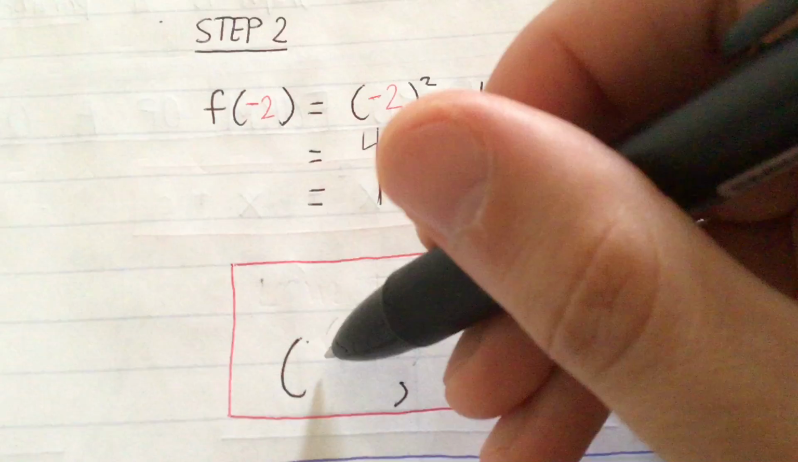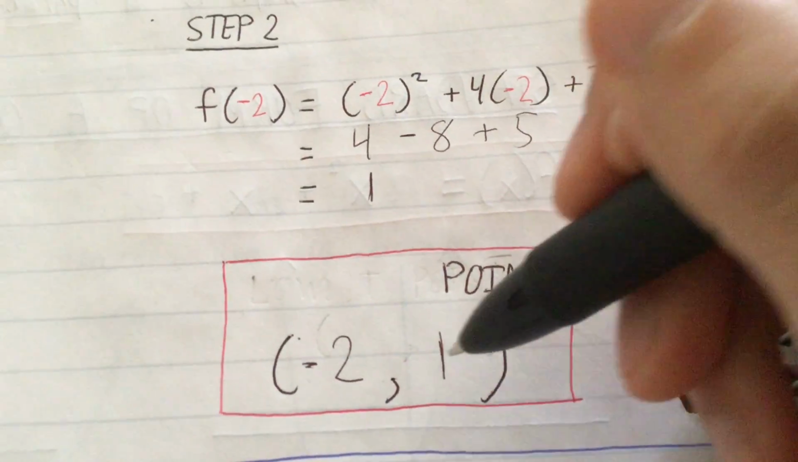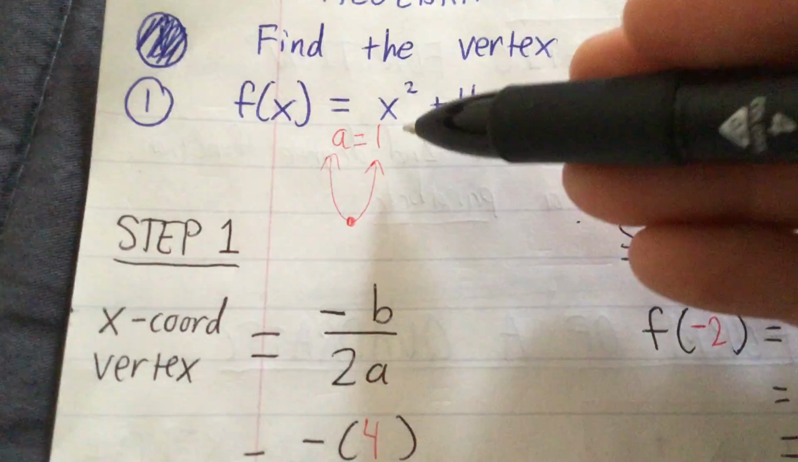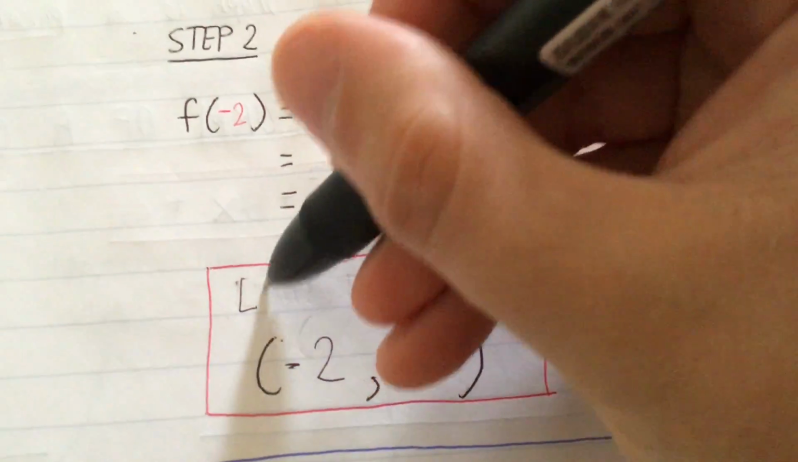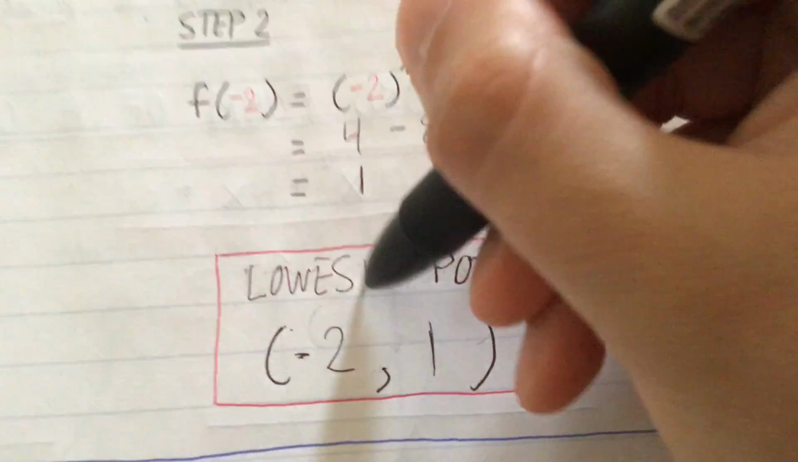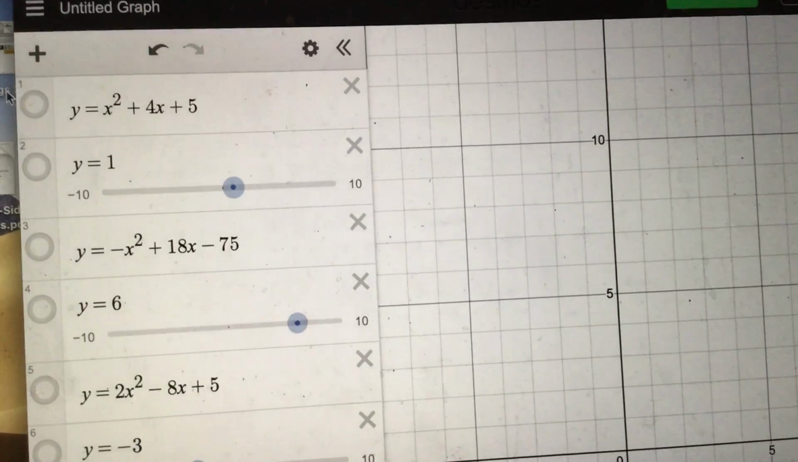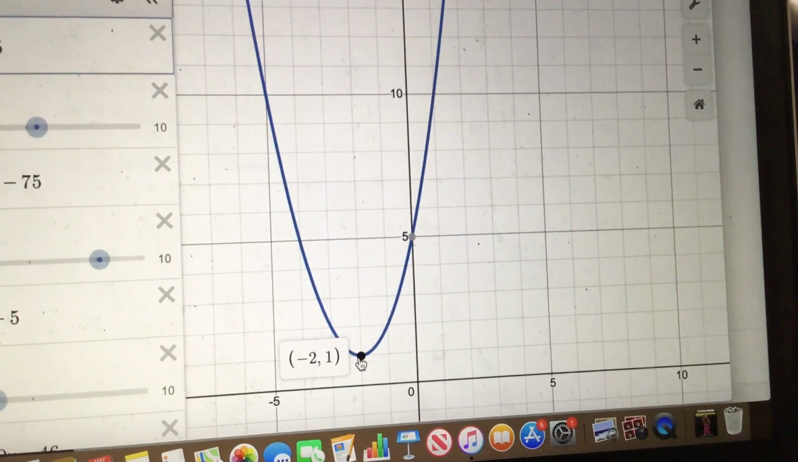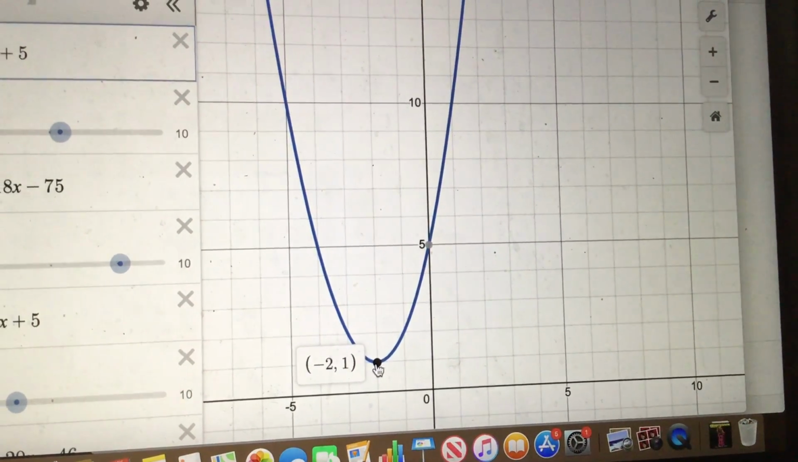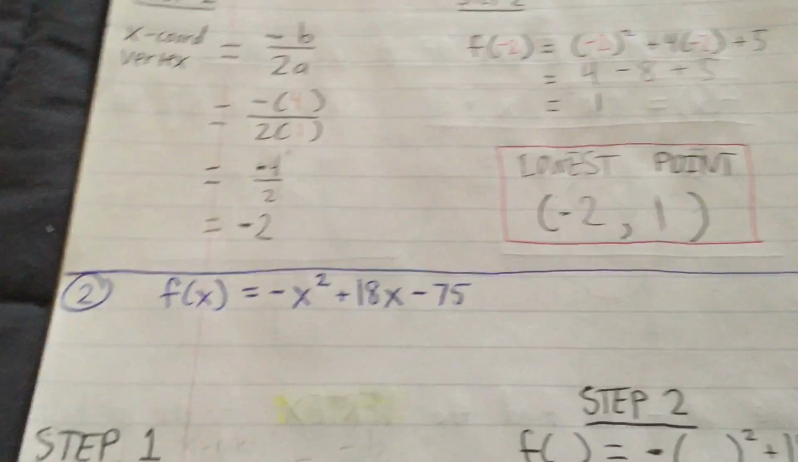Therefore, the vertex is going to be at x equals negative 2, y equals positive 1, and that, based on our analysis of algebra, that the stretch factor of the parabola, tells us that it's a happy face parabola with a lowest point. I'm going to check my work with this. So the vertex is at negative 2, 1. Very nice. Okay, moving on to problem number 2.